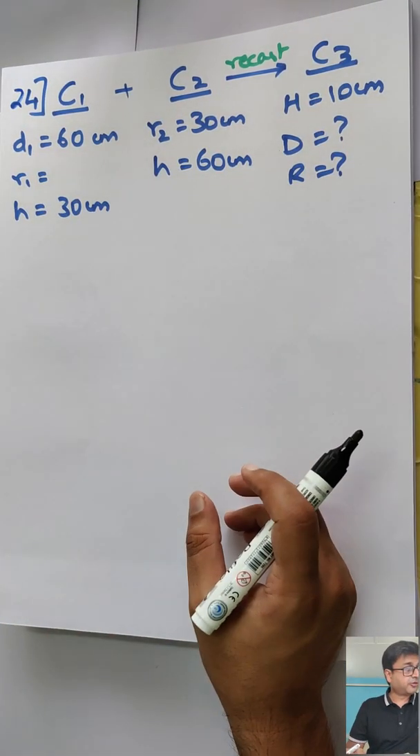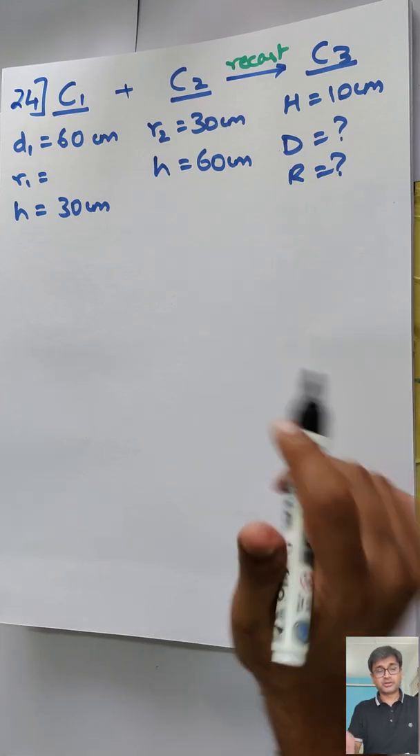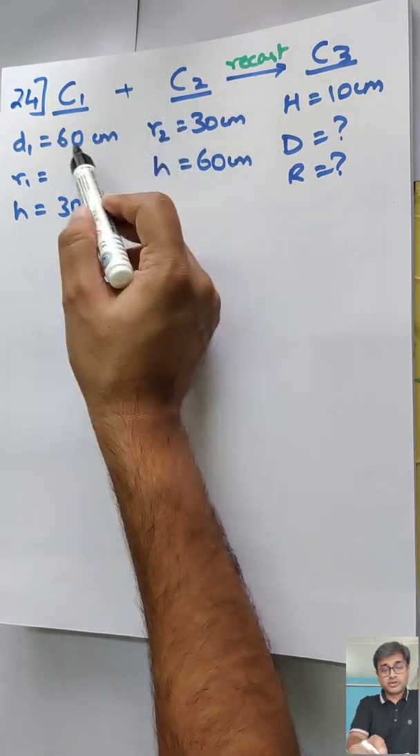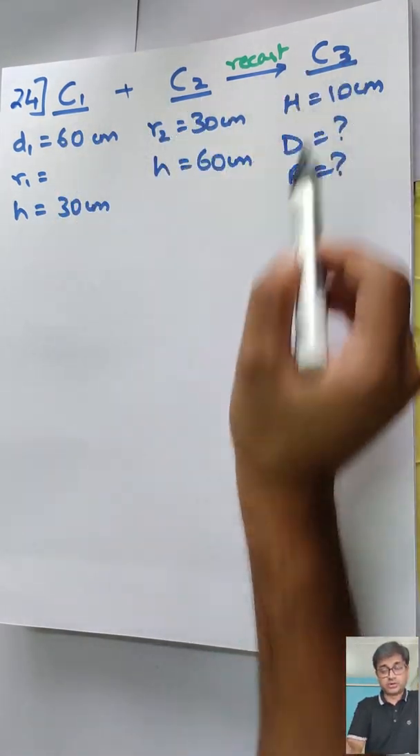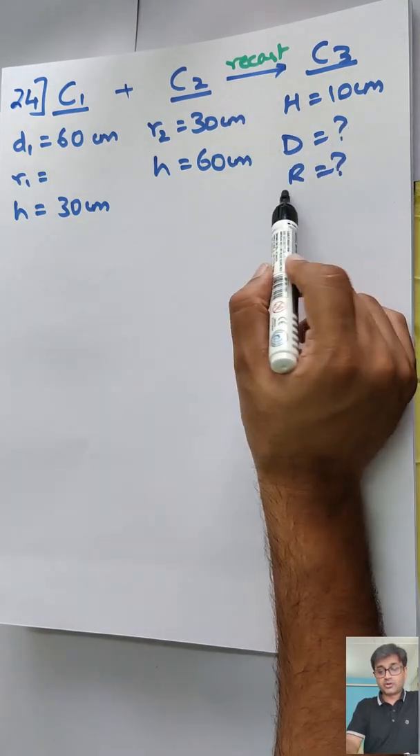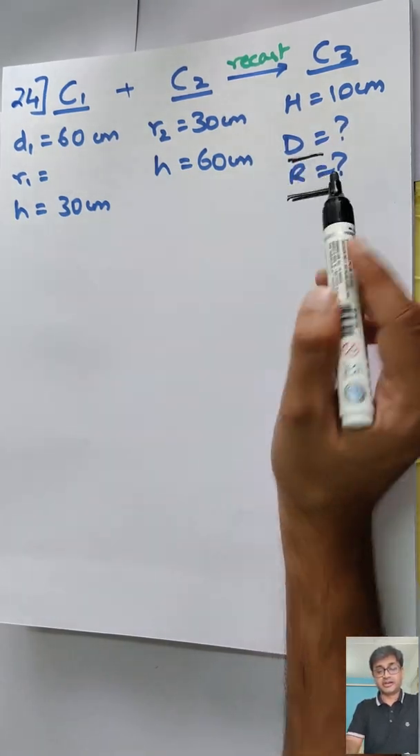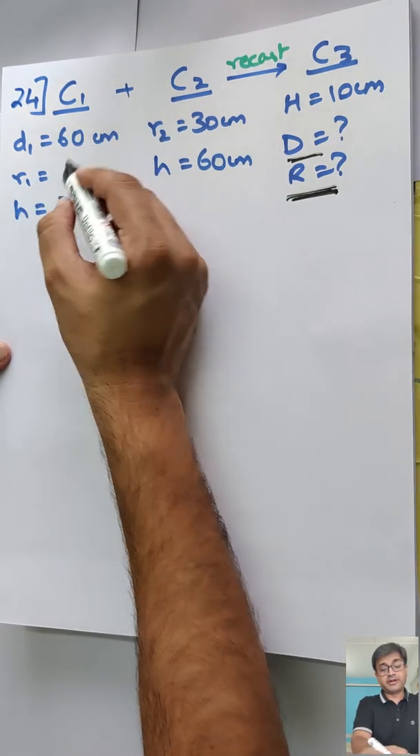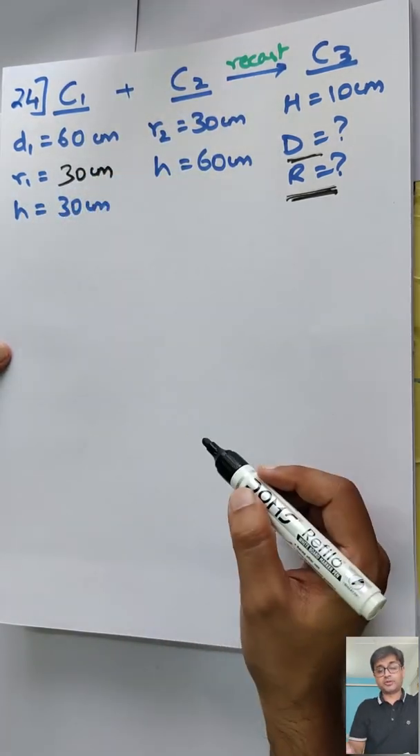24. 24 is not difficult. Simple question. They just say that two cylinders with so and so dimensions are recast into a third cylinder with height so and so, find the diameter. So first find the radius, then you'll get the diameter. Here diameter is 60, so radius is going to be 30.